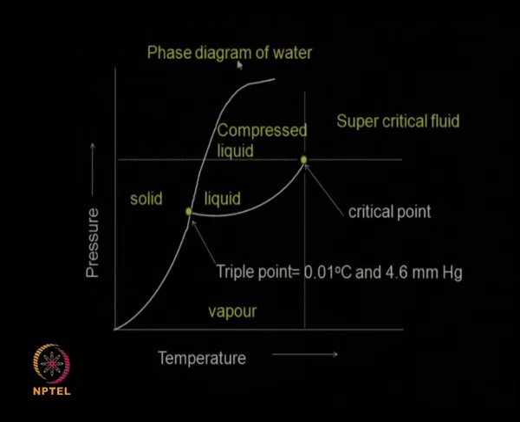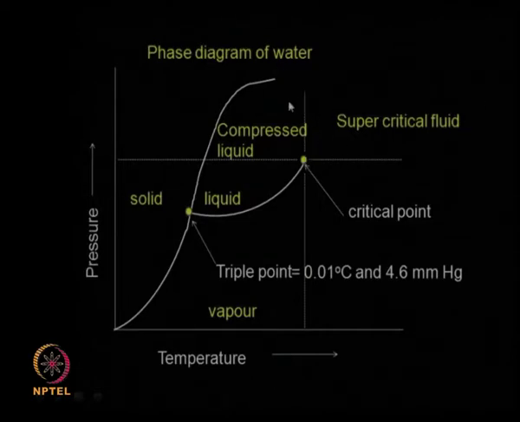So if you are here somewhere and you want to go to solid, you have to go through liquid, or if you are here from solid, you have to go through liquid to vapor, whereas if you are operating here, you can directly go from vapor to solid or solid to vapor. Now there is another point that is called the critical point, where the liquid and the vapor meet. And this region is called the supercritical fluid.